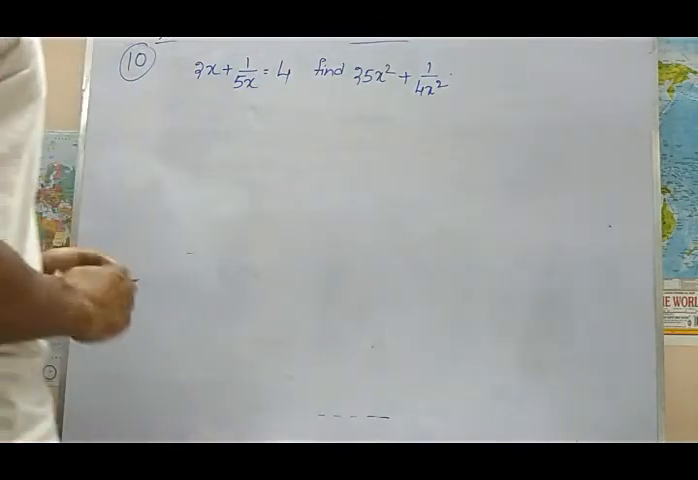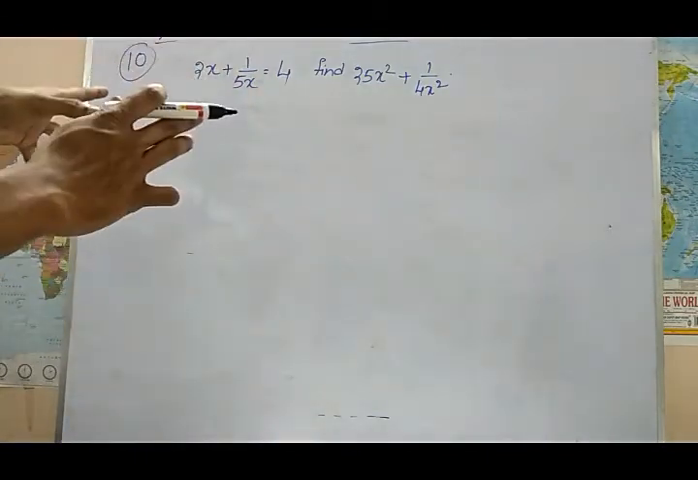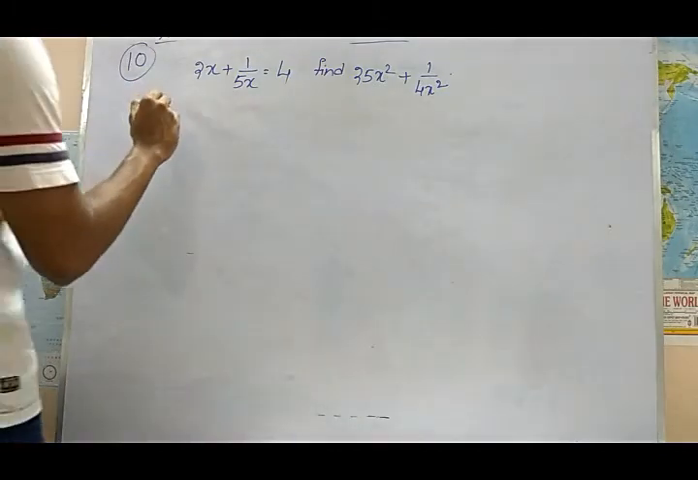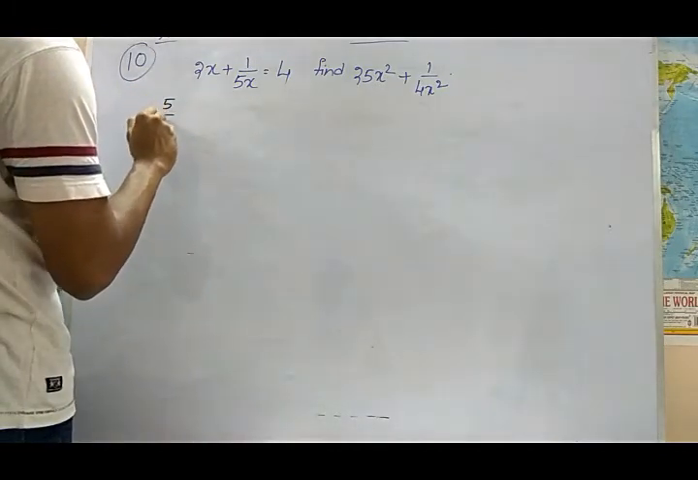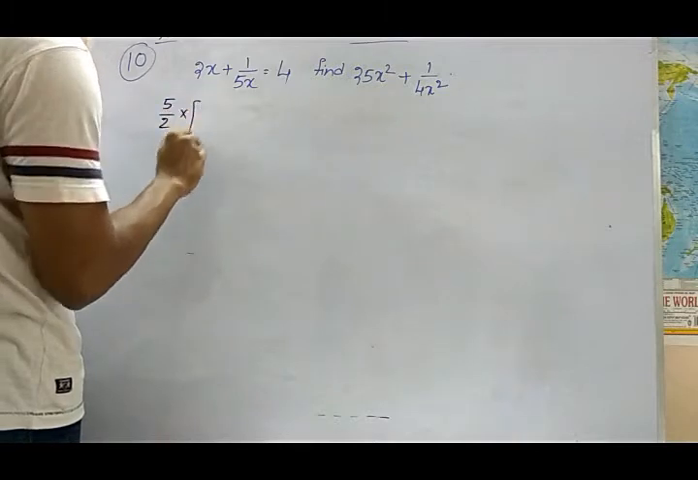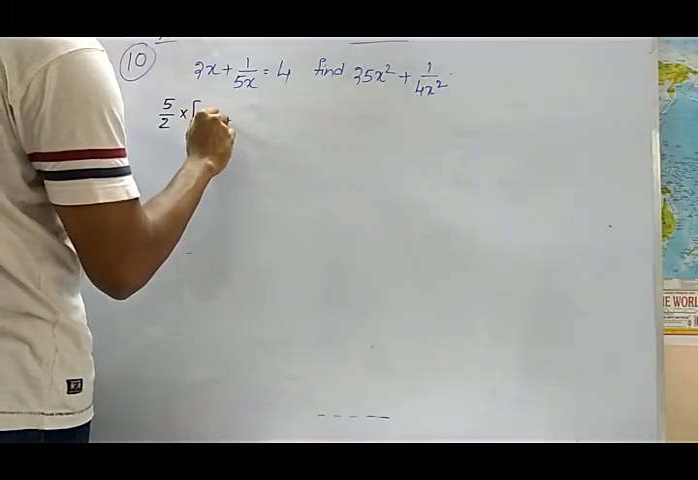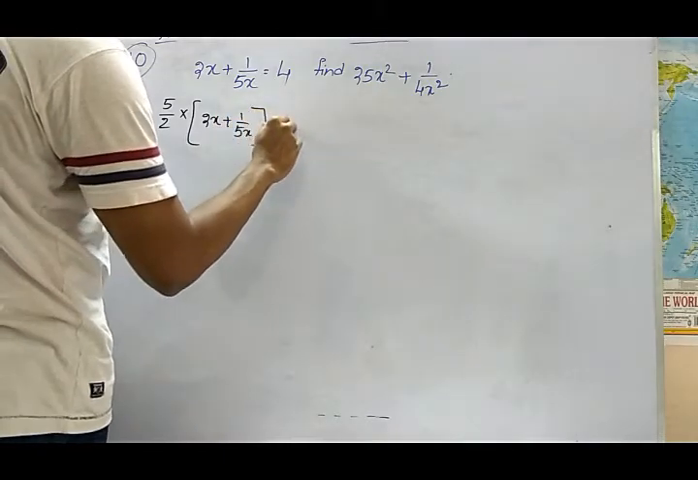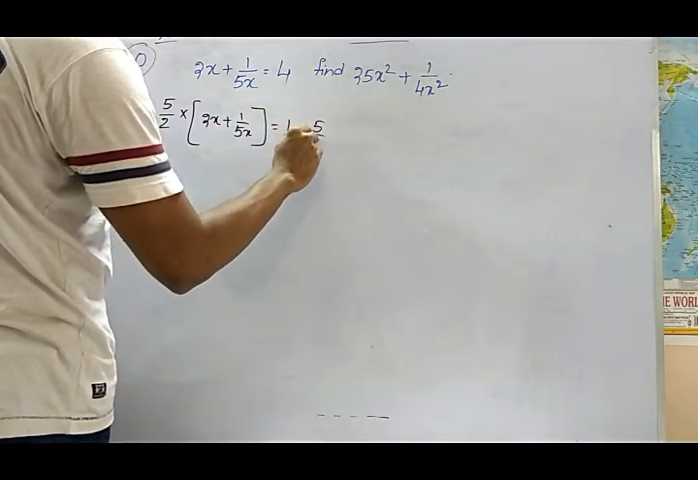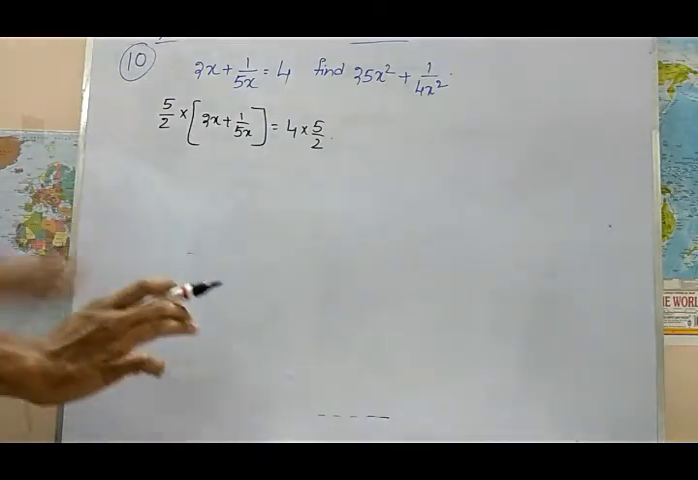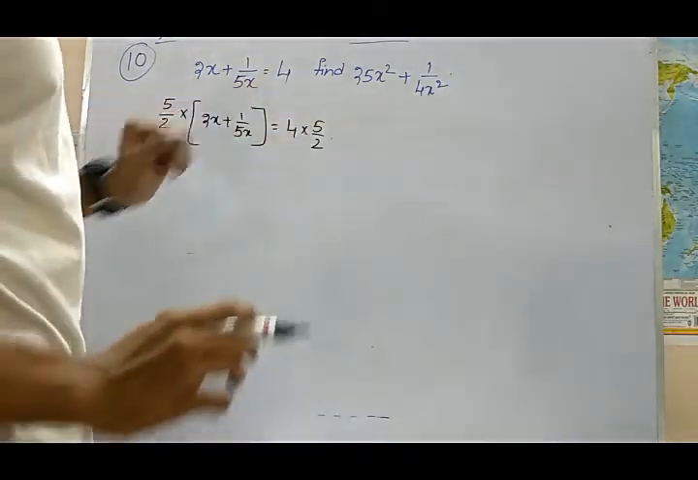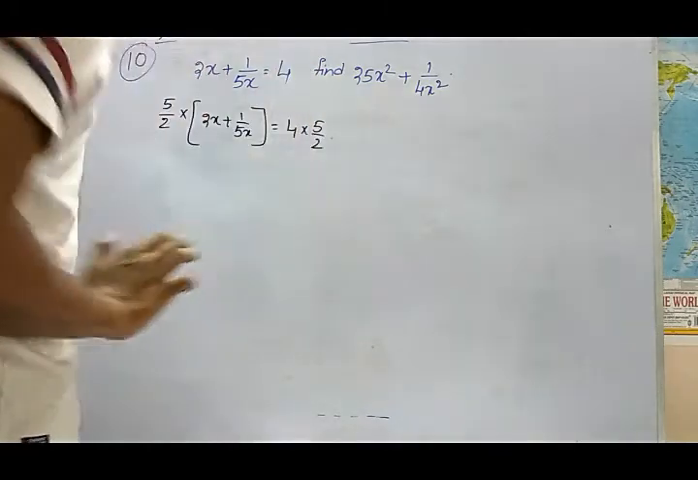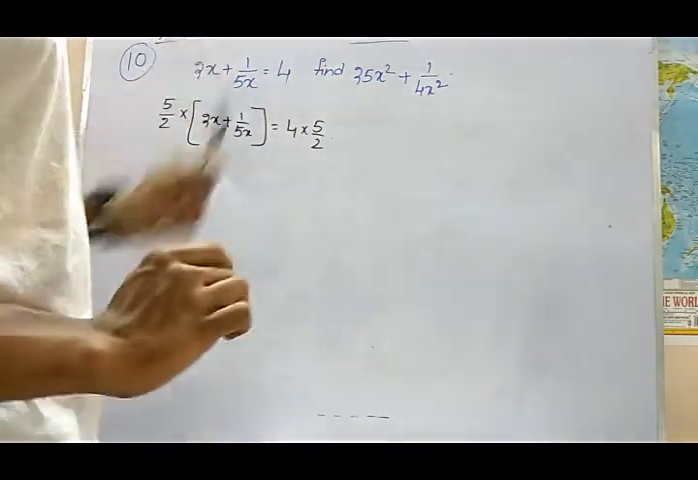We can observe here, if we multiply something, we can change the question format. See, if we multiply with 5 by 2, on both sides: 2x plus 1 by 5x equal to 4 into 5 by 2. See, we didn't change the question. We just multiplied 5 by 2 on both sides. If you remove this 5 by 2 on both sides, the question is the same.